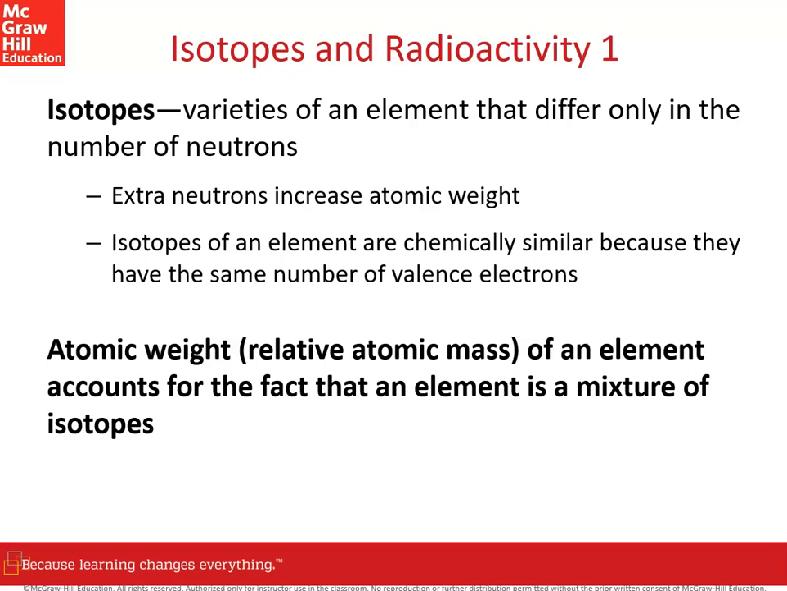Now let's imagine a second carbon atom that has 6 protons, 7 neutrons, and 6 electrons. Its atomic number is still the same. It's still carbon. It still has 6 protons. It's still electrically neutral. The positive protons are still in balance with the negative electrons. What's different is its atomic mass or its atomic weight. We use those terms interchangeably. Atomic mass is slightly more scientifically correct.